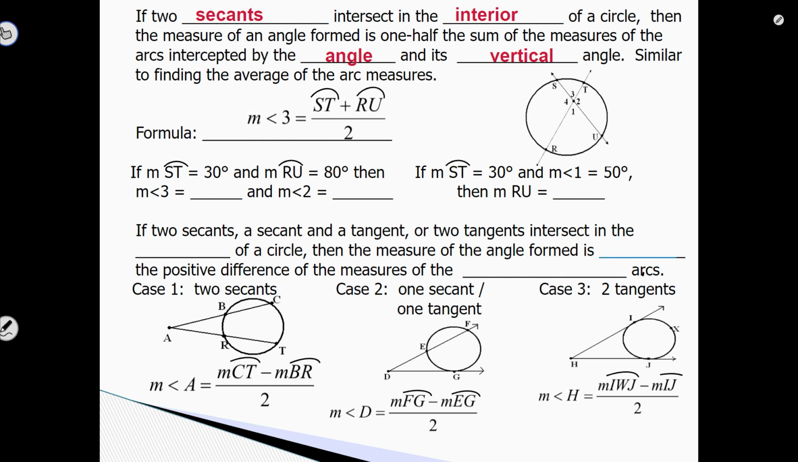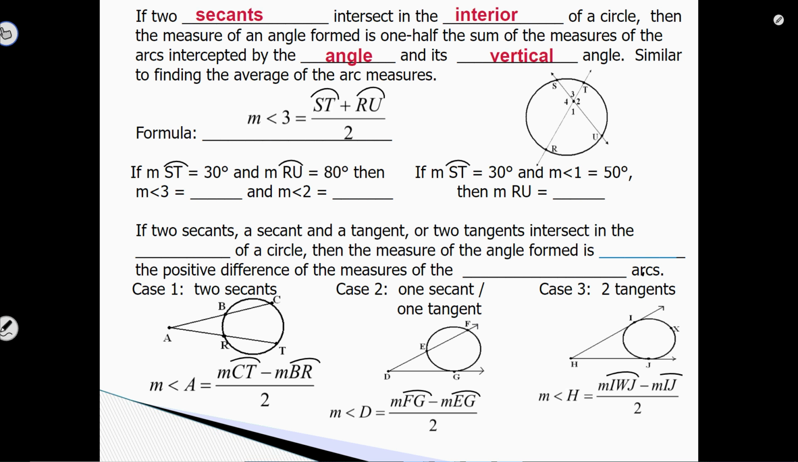This time they said you're going to have two secant lines. So that's what we have here. Secant line TR, secant line SU. They have to intersect inside of the circle, which these do. They all intersect at this one point right here, which is inside of the circle.